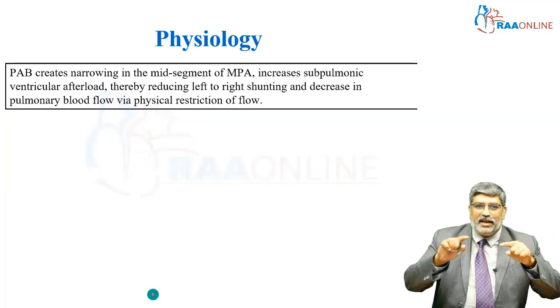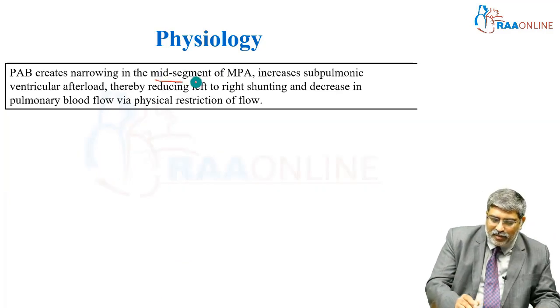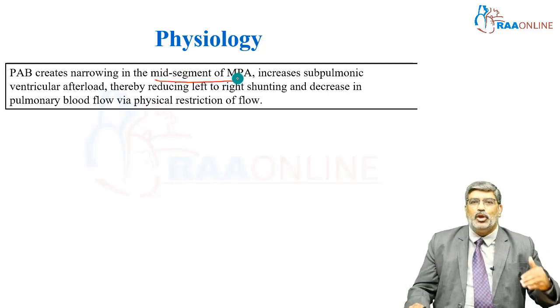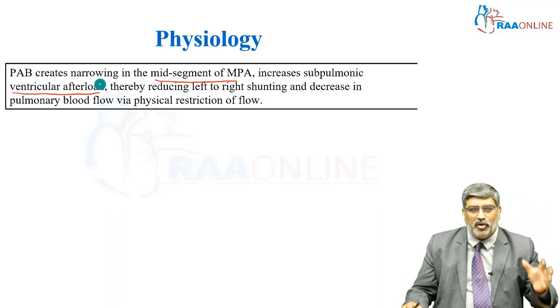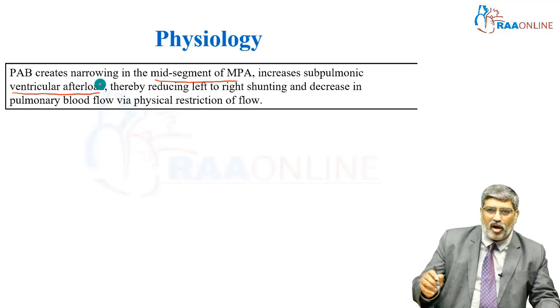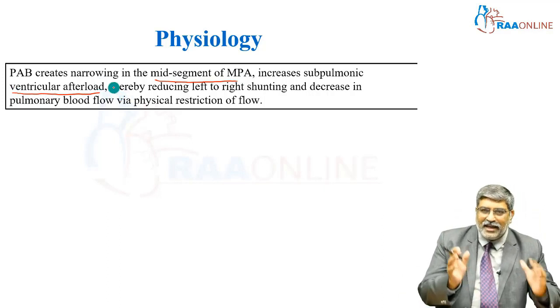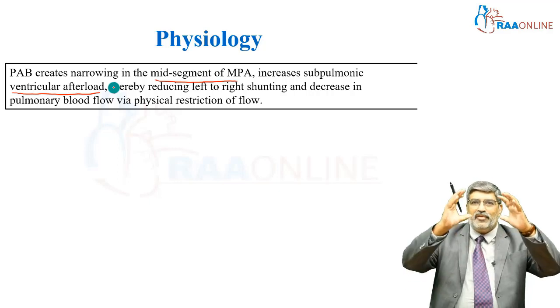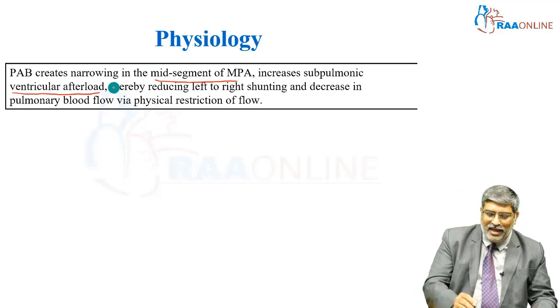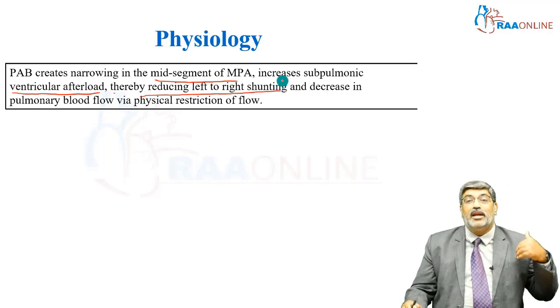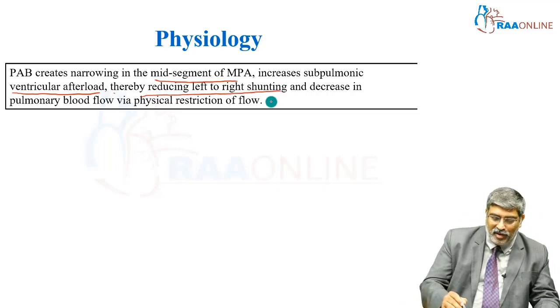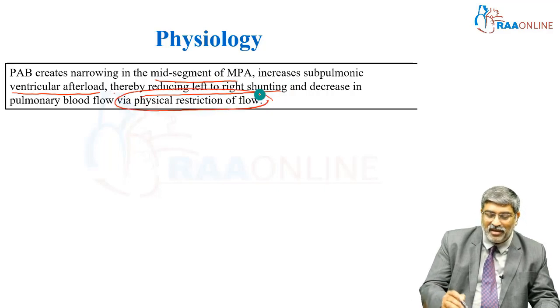Now you are creating a band in the mid segment of the MPA. You increase the subpulmonic ventricular afterload. You increase the right ventricular afterload. By increasing this afterload, the right ventricular pressure goes up, thereby the left to right shunt comes down and there is a decrease in pulmonary blood flow via a physical restriction.